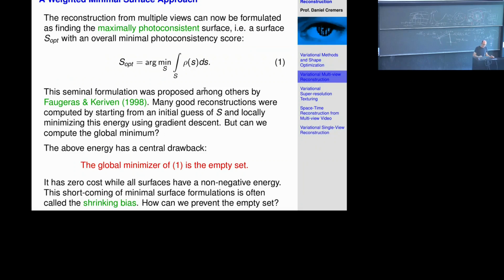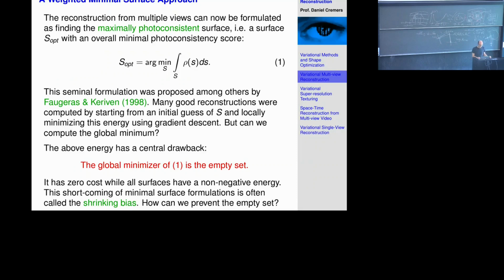Why was this not really discussed in the literature, say in this work? Well, people were not computing the global optimum anyway. They usually initialized in the vicinity of the correct reconstruction, somewhere here, let's say, right? And then they would move this to optimize photoconsistency, and that would give acceptable solutions. But I should say not really great solutions either. And so one question is, how can we prevent the empty set?